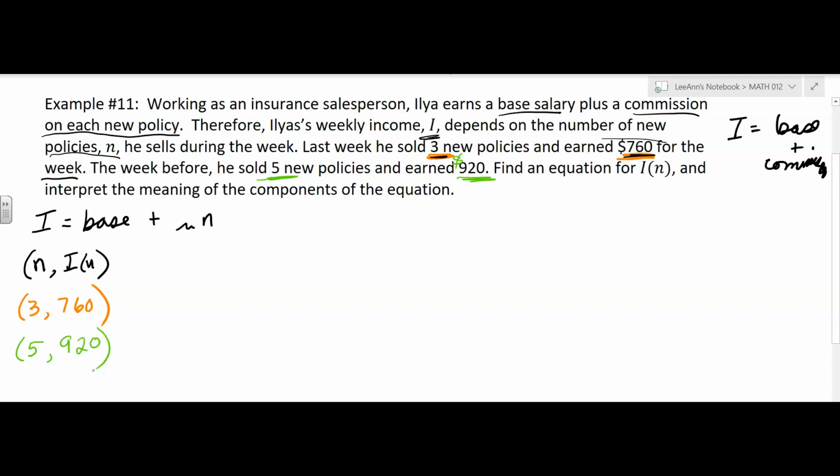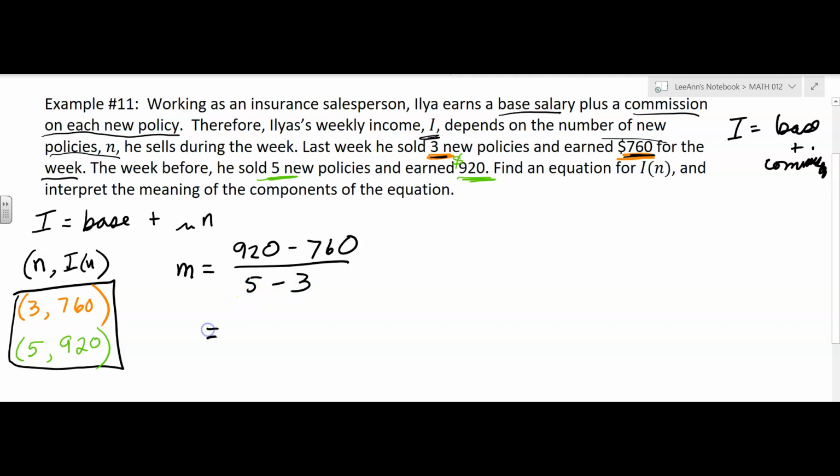Okay, find an equation. So what do we have here? Well, we have 2 points. That allows us to figure out the slope. Okay, so we're going to find the slope. It's going to be 920 minus 760 over 5 minus 3. So what's that going to be? 160 over 2. Or the slope is 80.